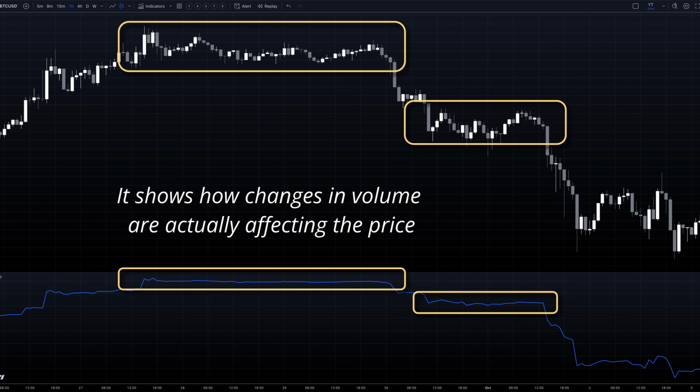In essence, it combines the how much of volume with the how far of price changes, providing a more comprehensive view of market dynamics.